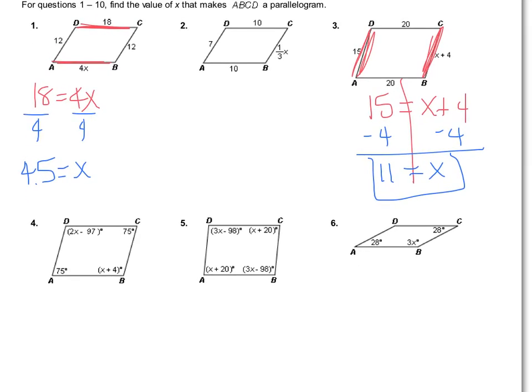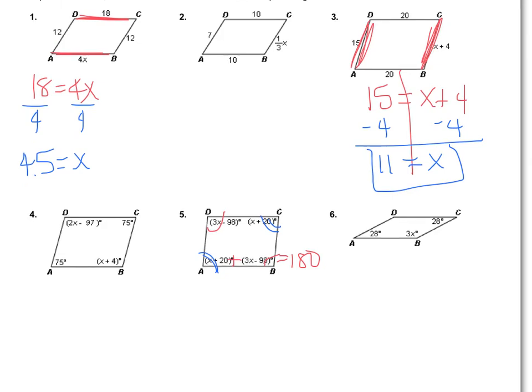Number 5, if I want to know it's a parallelogram, well, think about angles. I know the opposite angles have to be congruent, which they tell me because these two are both 3x minus 98, and the other two are both x plus 20. I also know that my consecutive angles, so the two that are beside each other, doesn't matter which pair, have to add up to 180. So I'm going to pick one of those pairs. I'm going to pick the bottom two. If I add them together, they must equal 180.